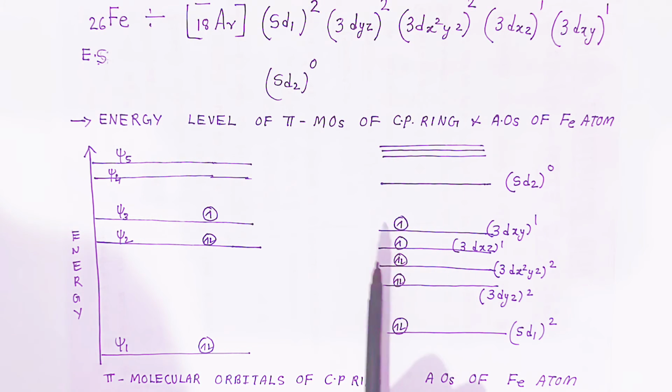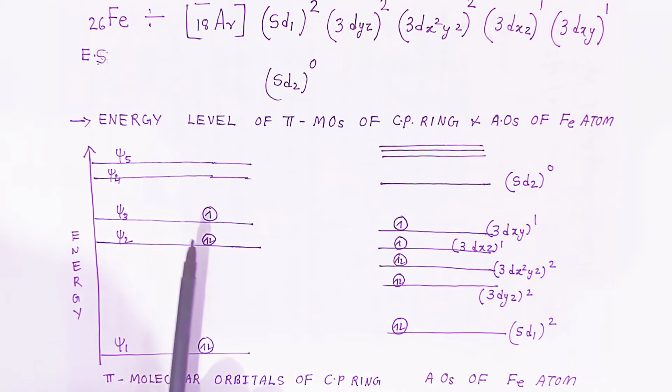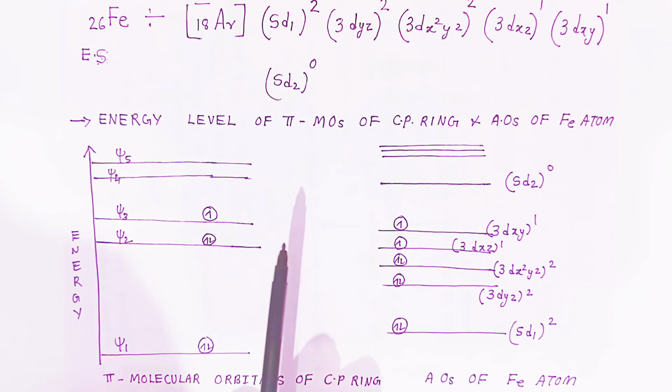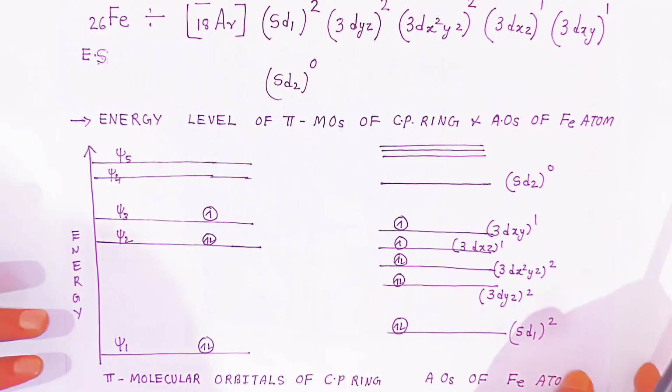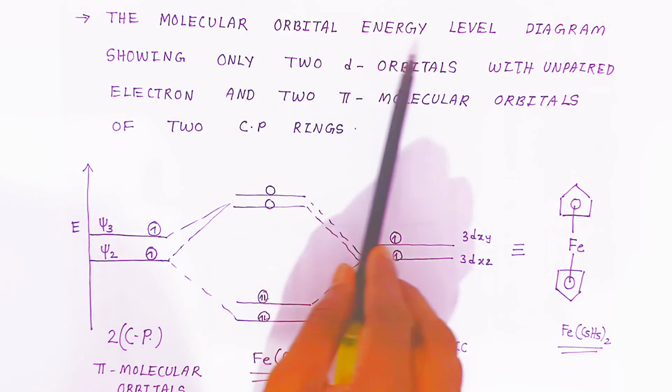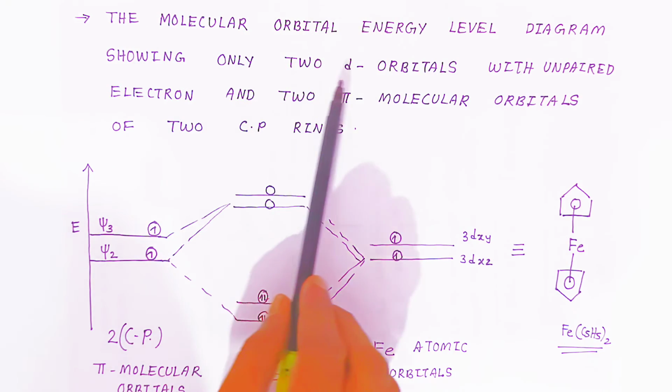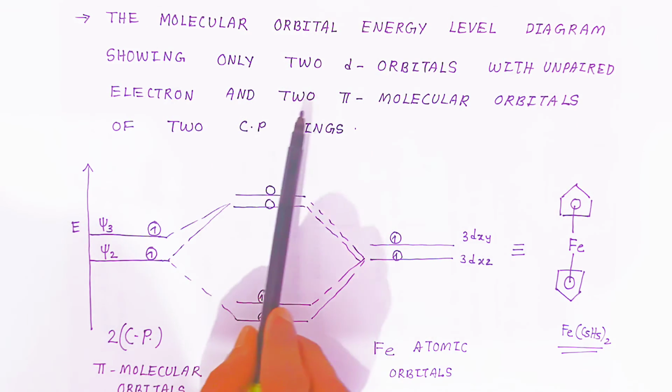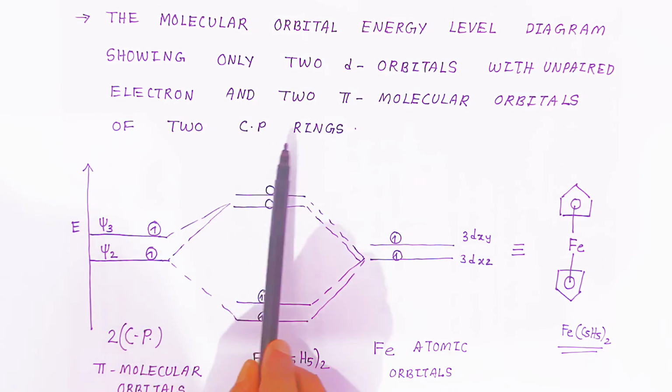Understanding, students? So here, in iron you are getting two unpaired electrons, and from each cyclopentadienyl you are getting one unpaired electron, because iron is sandwiched between two cyclopentadienyl rings. So when you see the molecular orbital theory, it will look like this. The molecular orbital energy level diagram showing only two d orbitals with unpaired electrons and two pi molecular orbitals of two cyclopentadienyl rings.